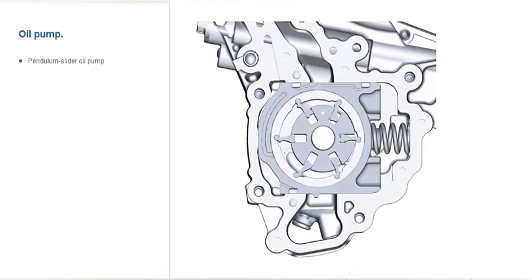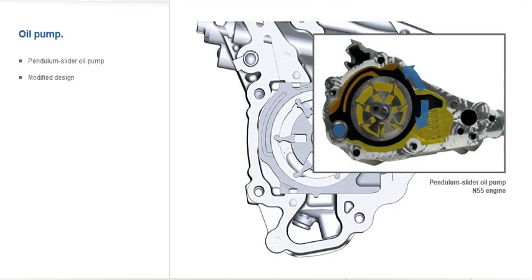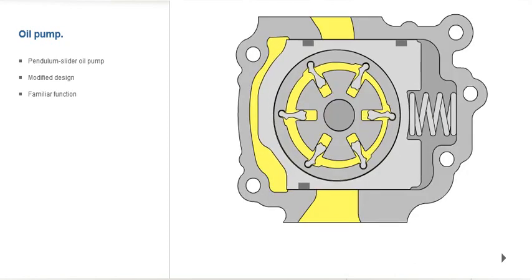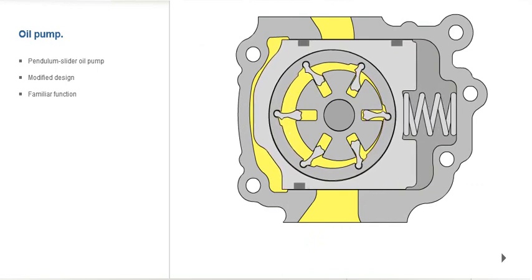A variable flow pendulum slide oil pump is also used in the N20 engine. Although the pump has been redesigned, its familiar function remains the same. The difference is that the pendulum slide now no longer rotates on one axis, as was the case with the N55 engine. The slide is now displaced in parallel to allow variation in the volumetric flow.